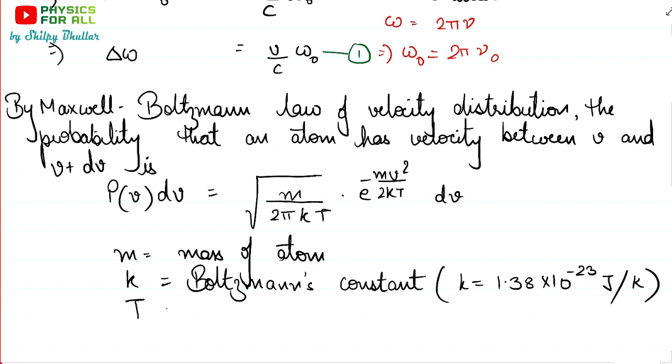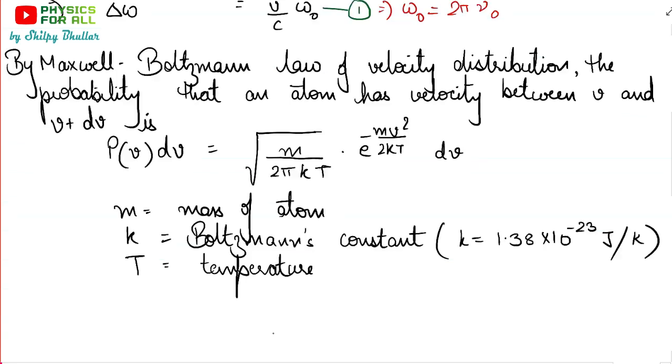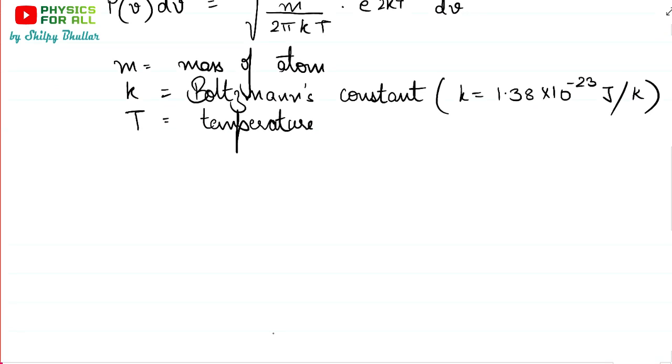Next, T. T is the temperature. Obviously, we know that this whole mechanism, this whole broadening depends on temperature as well, because as the temperature increases, kinetic energy of atoms increases and thus the velocity would also increase. But still, different atoms would be having different velocities. This we have already understood.